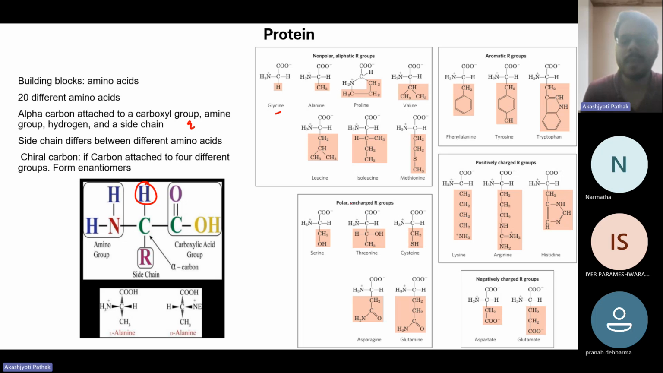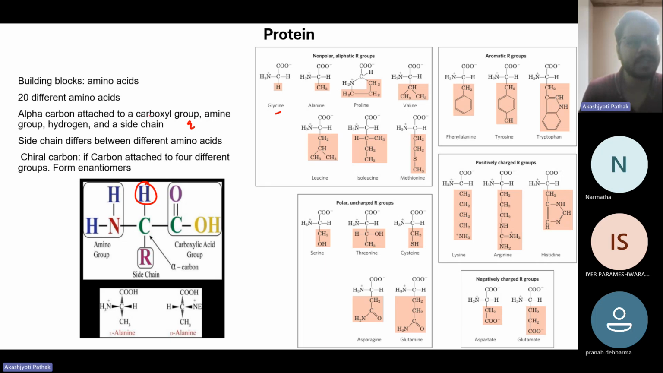And if they do not have charge but they have polar groups like OH groups, or CONH2 groups, or SH groups, then these amino acids, like serine, threonine, cysteine, asparagine, and glutamine, come under the polar uncharged R groups.